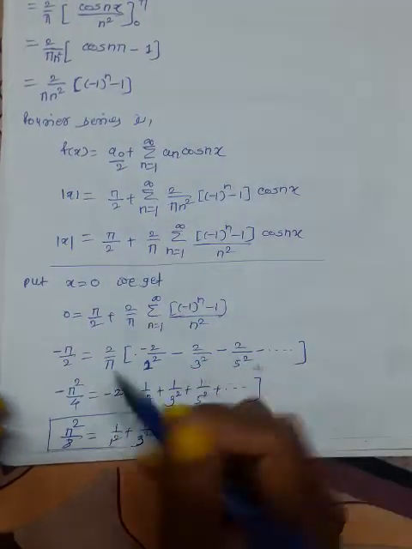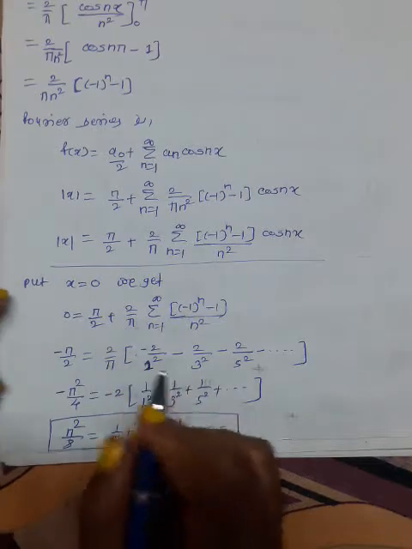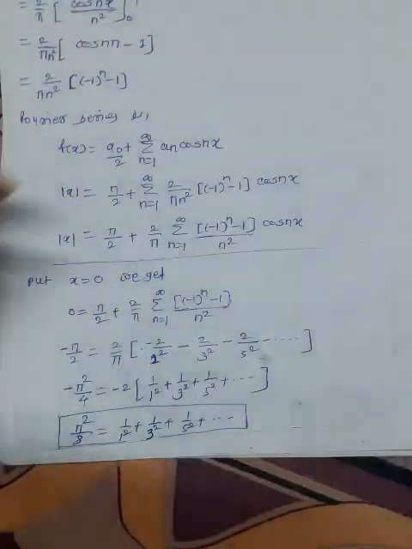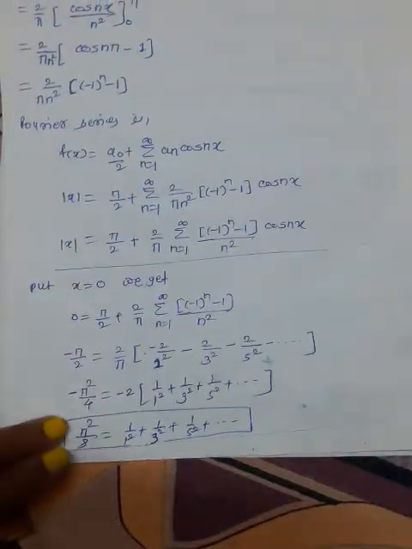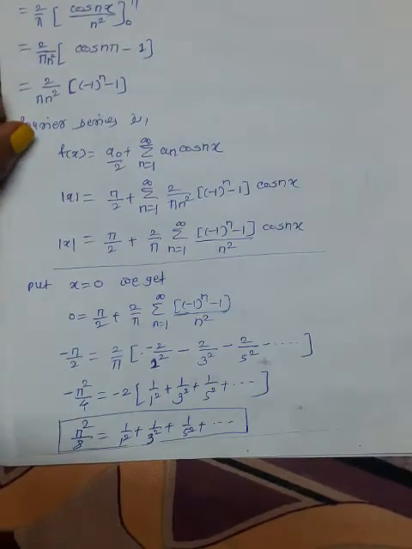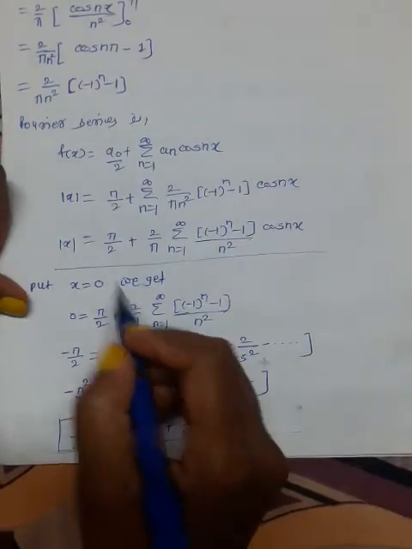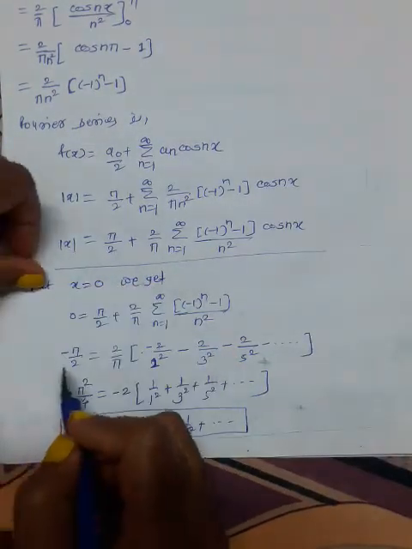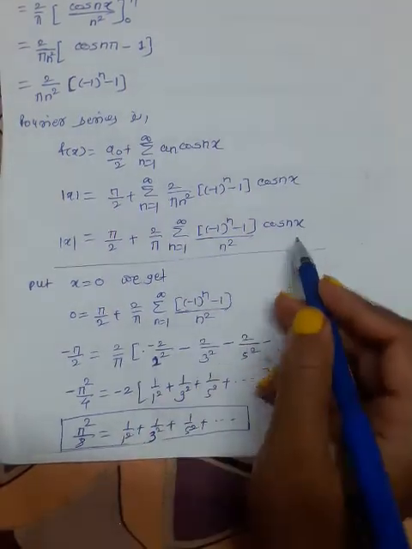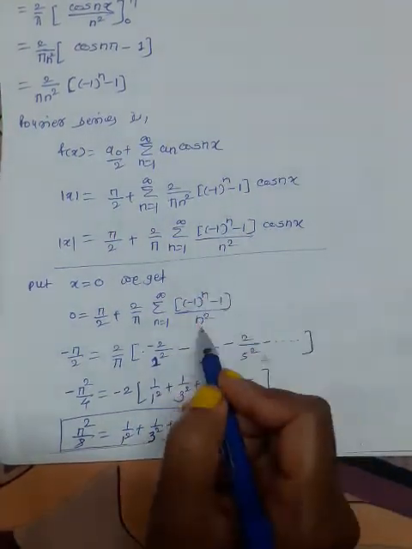Now we have to prove the sub question. What is the sub question? The sub question is this, pi square by 8. Therefore, put x equal to 0 in the above equation. How? We get mod of 0, which is 0, equal to pi by 2 plus 2 upon pi, cos 0 is 1, and the rest of the terms as they are.